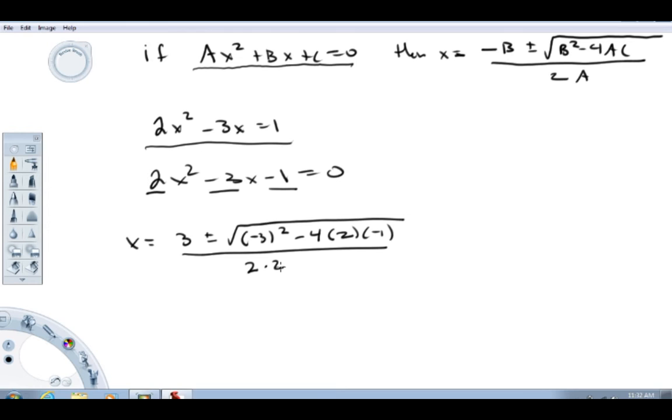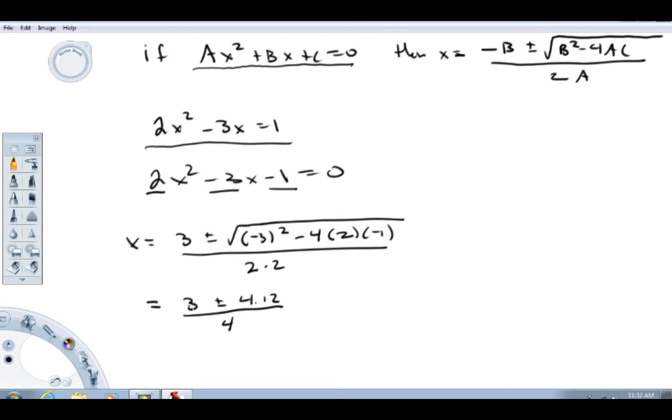So I'm going to take a moment now and go ahead and simplify this down a little bit. I'm just going to use a calculator here and figure out what this is. So simplifying that, I get 3 plus or minus 4.12 over 4 now. And the 4 is coming from the 2 times 2. So my two solutions for x are this.